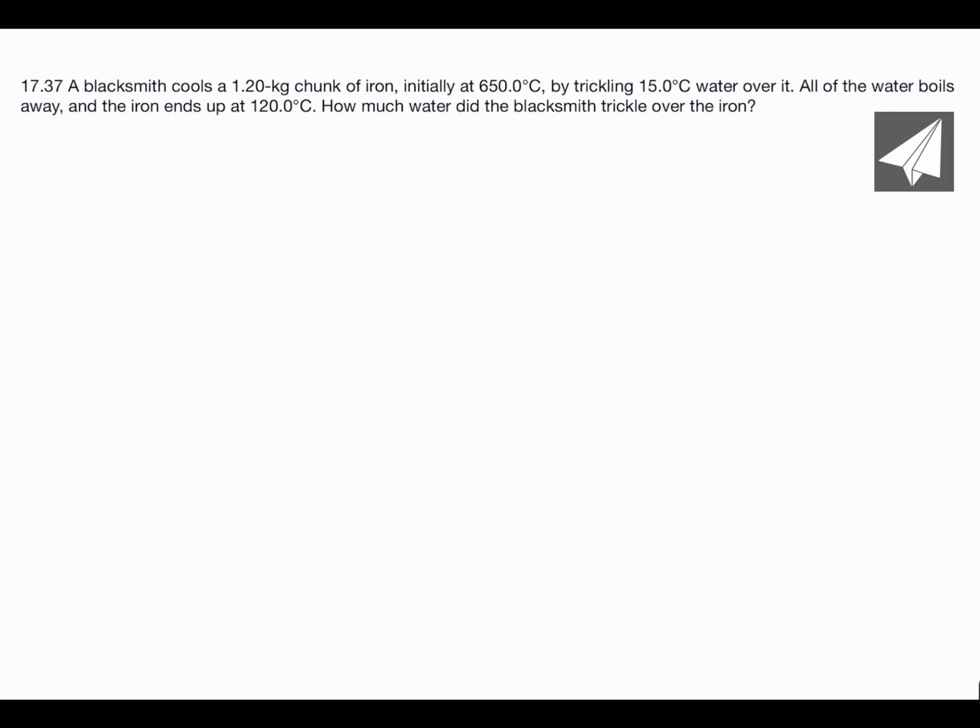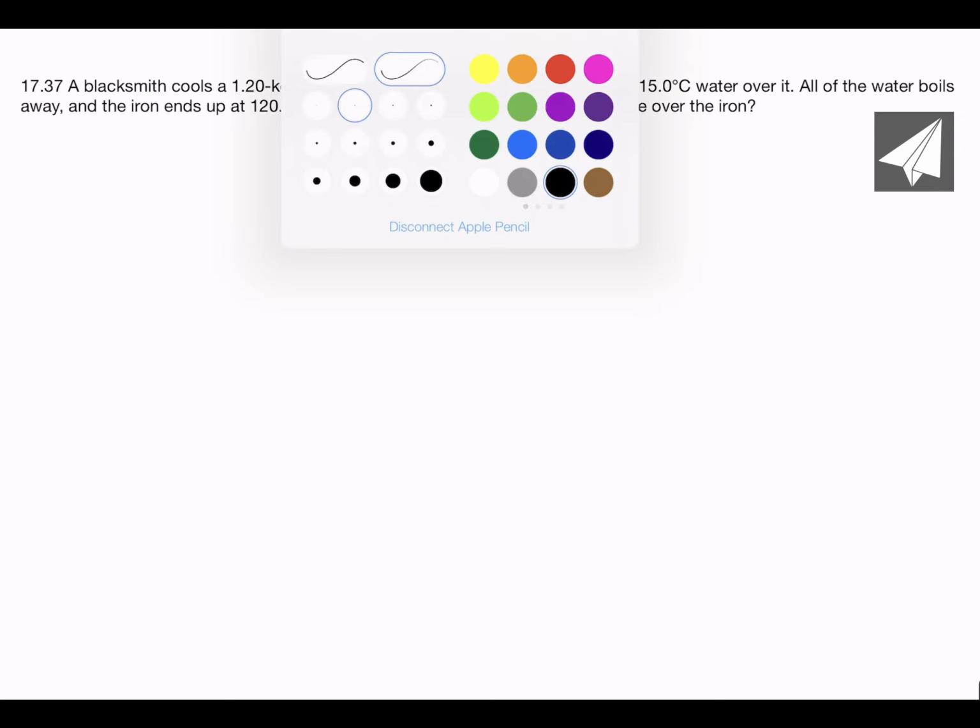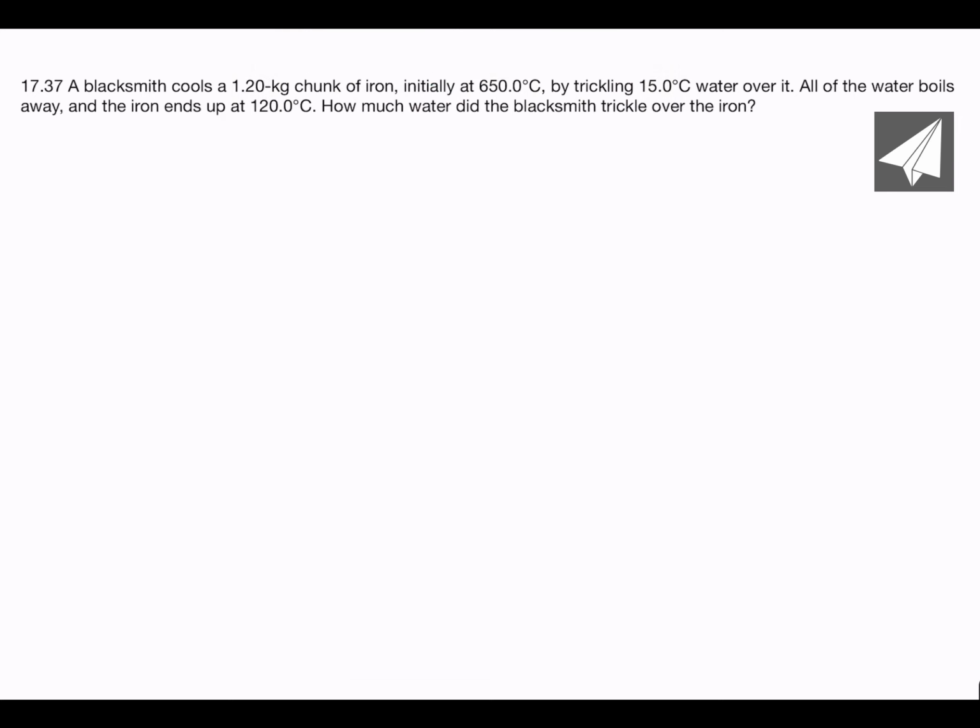It has an initial temperature. It goes down to 120 Celsius. And we want to know, this water is 15 degrees and it all boils off into steam. So we want to know how much water does the blacksmith trickle over the iron. So let's start by drawing a picture and figuring out what we know. So let's say this is our iron.